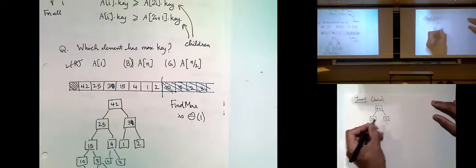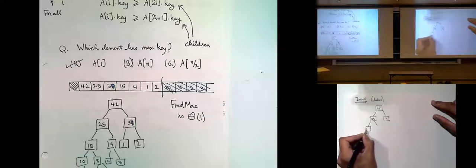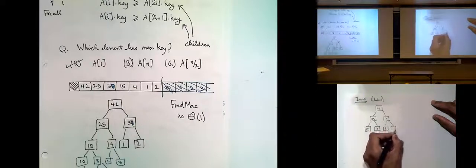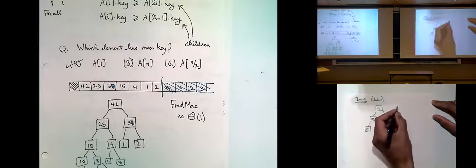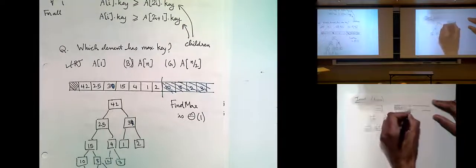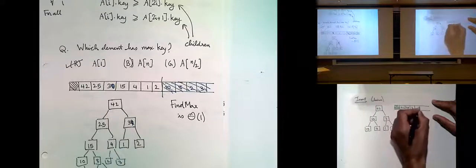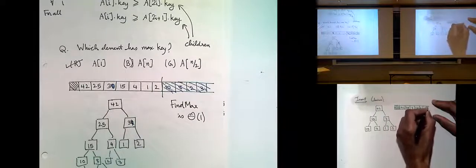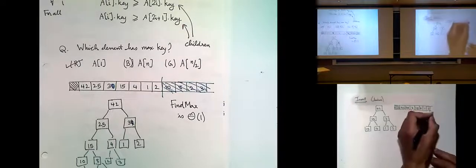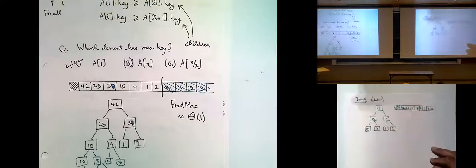25, 3, 15, 4, 1, 2, which is represented as an array. It's 42, 25, 3, 15, 4, 1, and 2. And so now we need to insert another element. And suppose I insert over here 100. Right? So what that means is with respect to this picture, I put in 100 over here.